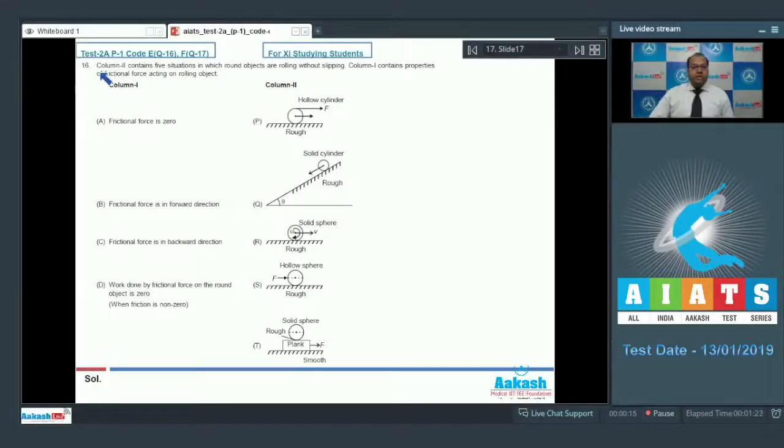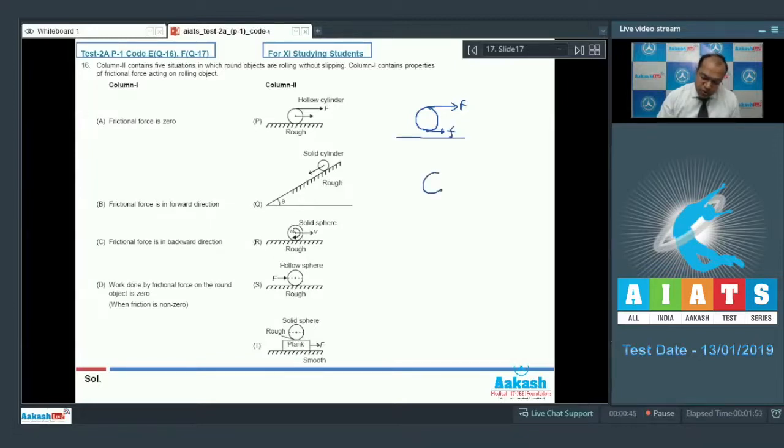In question number 16, column 2 contains 5 situations in which round objects are rolling without slipping. Column 1 contains properties of frictional force acting on the rolling object. So first of all, we have to analyze column 2. If I draw the free body diagram in the first case, then force F is acting in this direction and let friction be acting at this point in this direction.